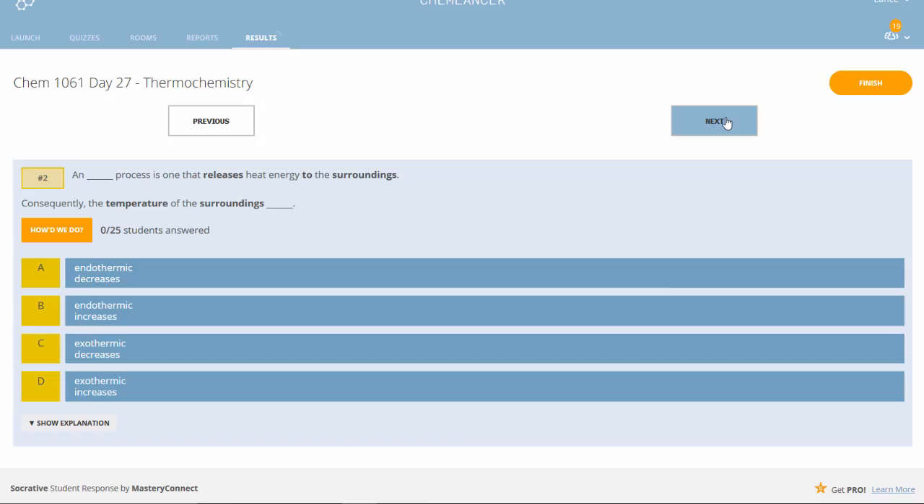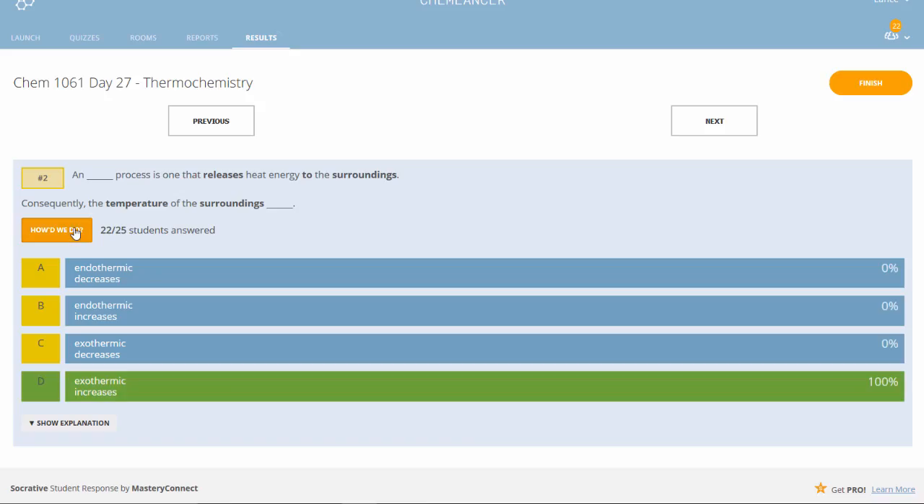A blank process is one that releases energy to the surroundings. Consequently, the temperature of the surroundings blank. What will happen? So we'll get our answers locked in here, please. Count down. 5, 4, 3, 2, 1.